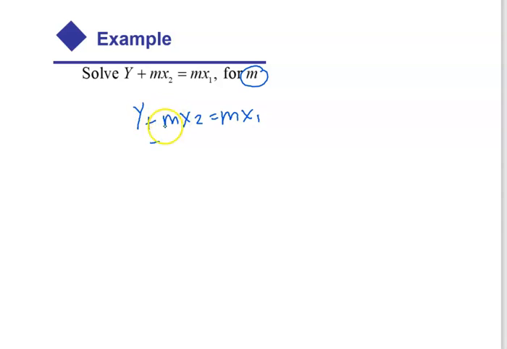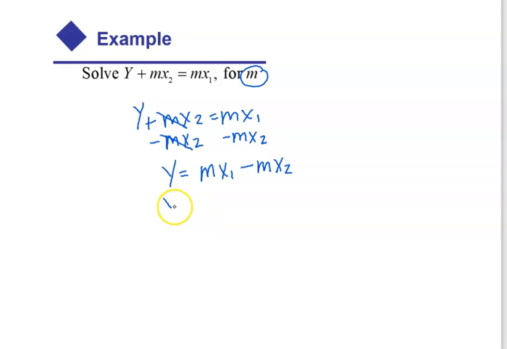This is a plus mx squared, and this is a subscript, right? This is not a squared. This is x sub 1, x sub 2. So it's just a way to identify which x they're talking about. So if it's adding, to get rid of it and to move it, we're going to need to subtract it. So this side, those things are going to cancel out and turn into 0. So I would have y equals m times x sub 1, minus m times x sub 2.